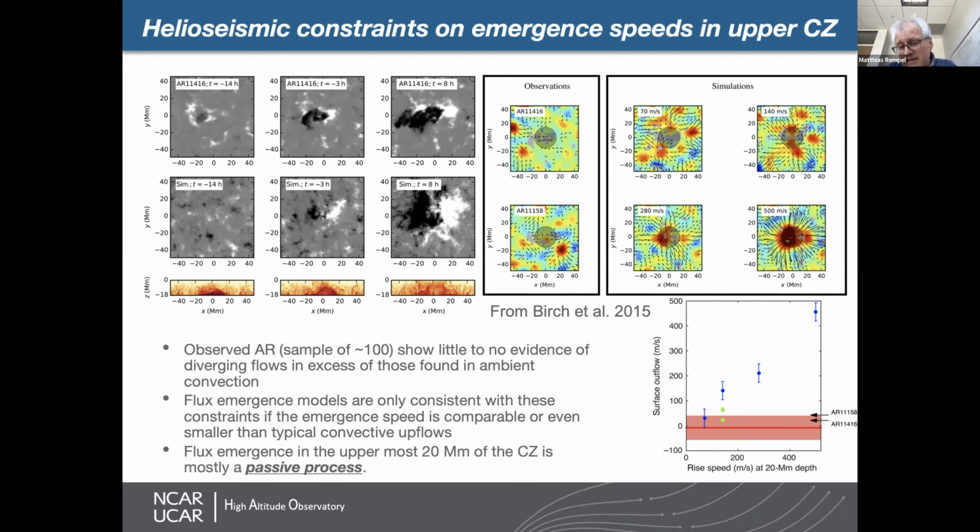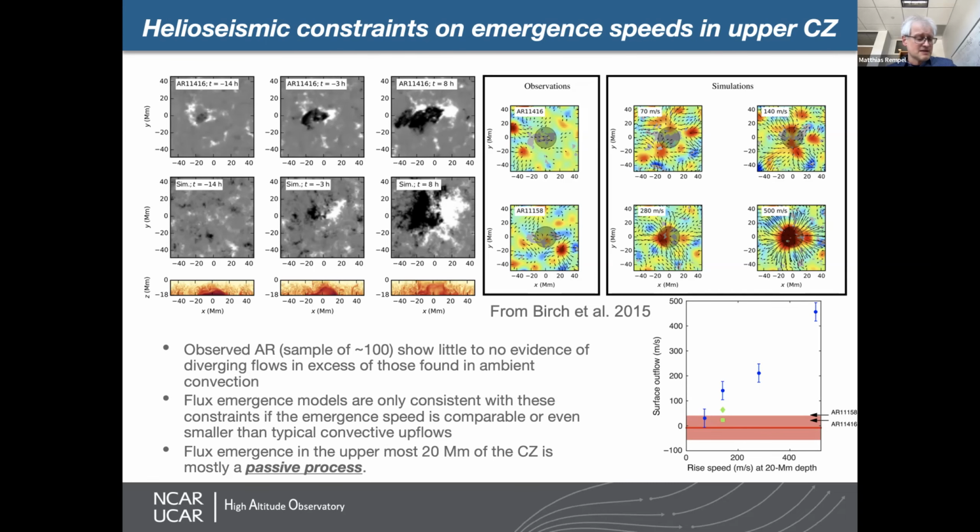And then we went back into this model and did a series of flux emergence simulations where we decreased the rate at which we push flux into the domain, in order to get to something which is consistent with observations, or I should say, which is at least not in gross violation of observational constraints. There are still a lot of other inconsistencies. You had to dial down the flux emergence speed to something like 70 meters per second at a depth of about 15 megameters, which is essentially comparable to or even a little bit lower than typical convective flows.